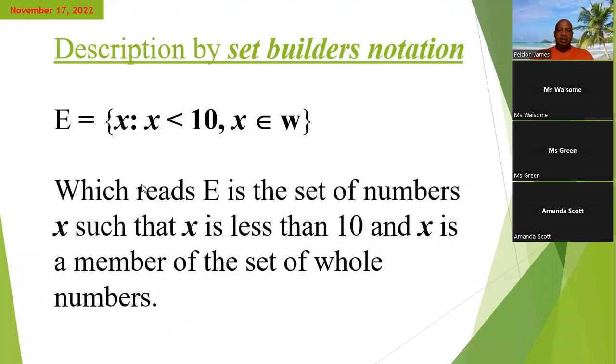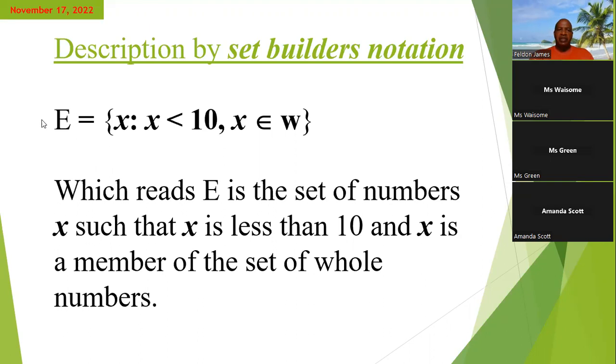So this is pretty much what it would have read based on what I have just explained. It means that E is a set of numbers X such that X is less than 10, and X is a member of the set of whole numbers. So that's what it reads. Now, having read it, you should be able to list the members.